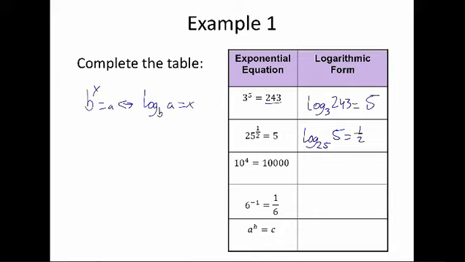And now that you've clearly paused the video and tried the next 3, check out your answers. So we got log base 10 of 10,000 equals 4. Log base 6 of 1/6 equals -1. And for this last one, just throwing letters back in there, log base a of c equals b. So flipping the letters around again a little bit.